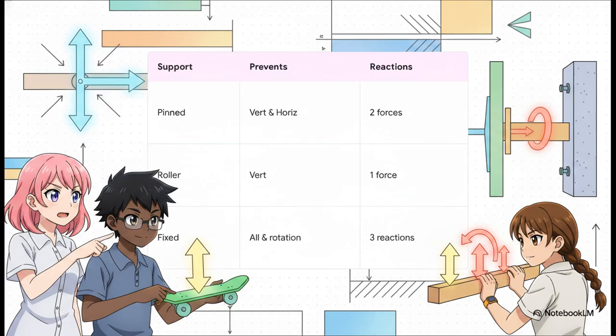A roller support, that's just a beam resting on a skateboard. It only stops vertical movement, so it only creates one vertical reaction force. But a fixed support is bolted solidly into a wall. It stops everything. No vertical, no horizontal, and absolutely no rotation. Because it stops all three, it generates vertical, horizontal, and moment reactions.